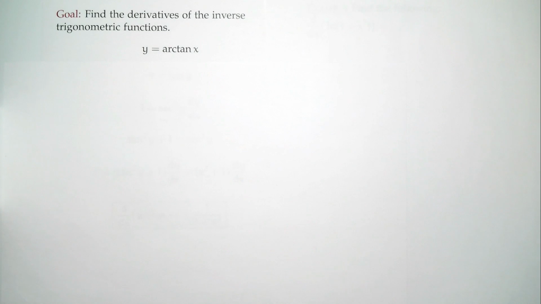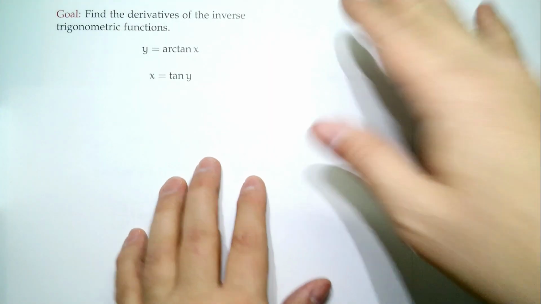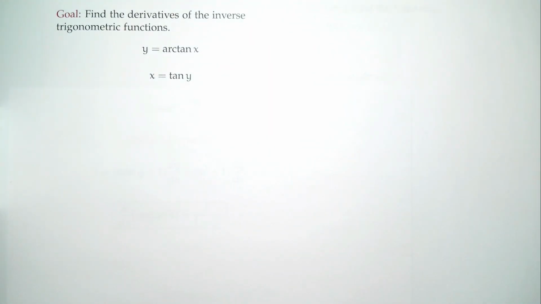But now we say, hold on, we do know how to find the derivative of the inverse of arctangent. What is the inverse of arctangent? Tangent. So we're going to take this relationship and use the fact that we know its inverse. In particular, if y equals arctangent of x, then x equals tangent of y. Now what we can do is take the derivative of both sides with respect to x. And so as we do this, we're going to do implicit differentiation.